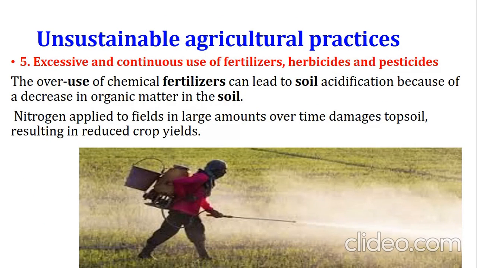The most important unsustainable agricultural practice is the excessive and continuous use of the fertilizer. It may be herbicide or pesticide. The overuse of chemical fertilizer can lead to soil acidification because of a decrease in organic matter in the soil. Nitrogen applied to fields in large amounts over time damages topsoil, resulting in reduced crop yield.